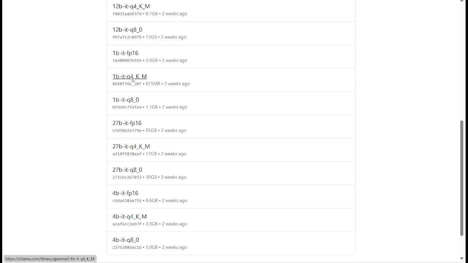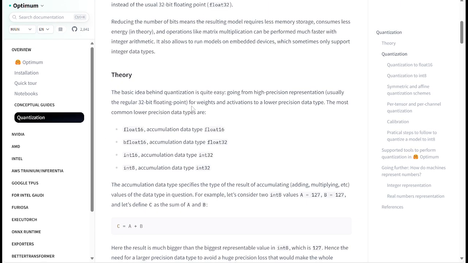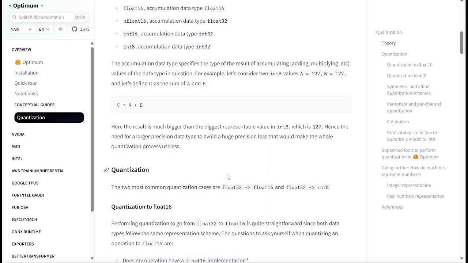And there are also 4-bit quantization models. Sometimes you will see Q4_K_S or other letters after this Q4. I invite you to read this article to discuss what all these things represent, what the K_M or Q4_0 means. Because this is not directly related to the topic, which is generative AI, that we are talking about.